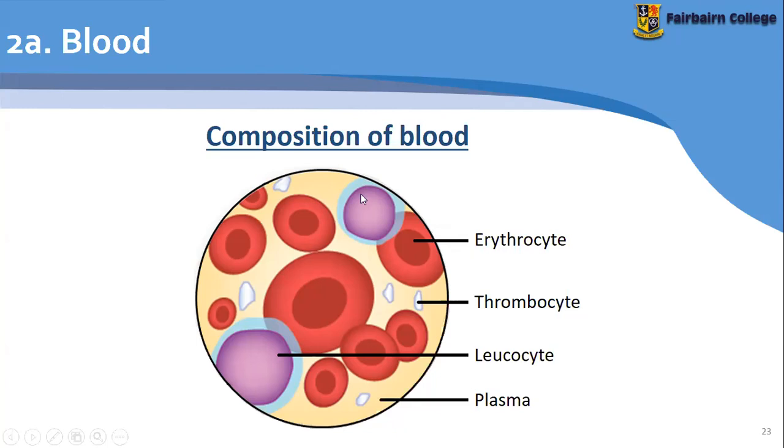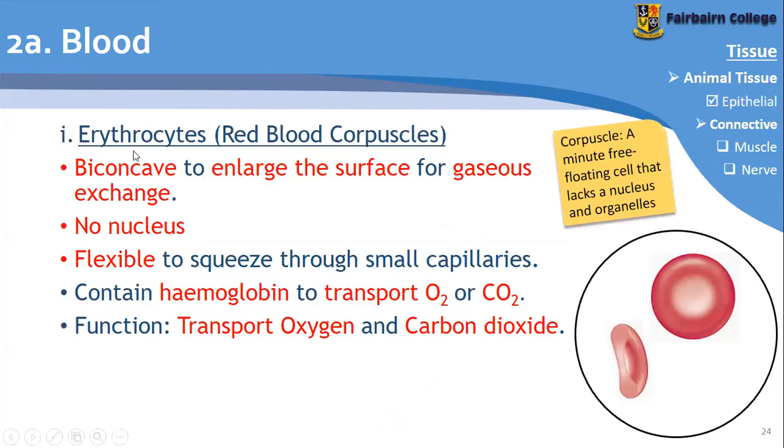Sorry, where was I? Oh, so then I make you draw in the different parts of the blood. You would first draw the red blood cells, then the white blood cells, platelets, and the plasma. You can do that as well, but just make sure that you know the different parts and what their functions are as well. Okay, so let's look at the first part.